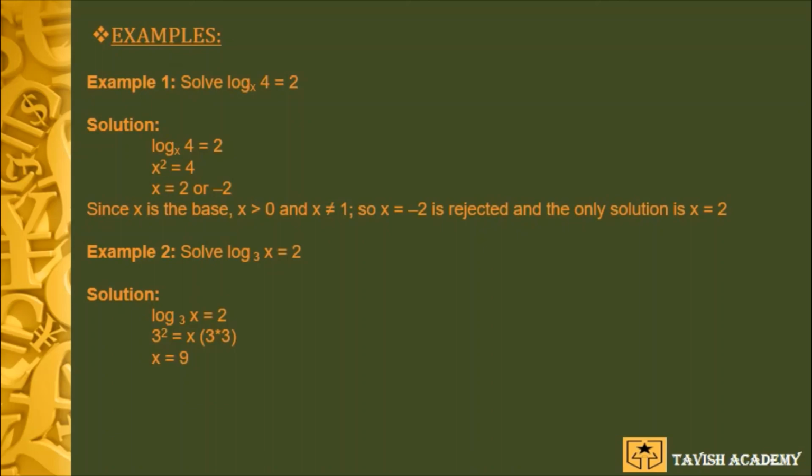Now we know that x is the base and x is greater than 0 and x is not equal to 1. So x is equal to minus 2, that is rejected. And the only solution is x is equal to 2.